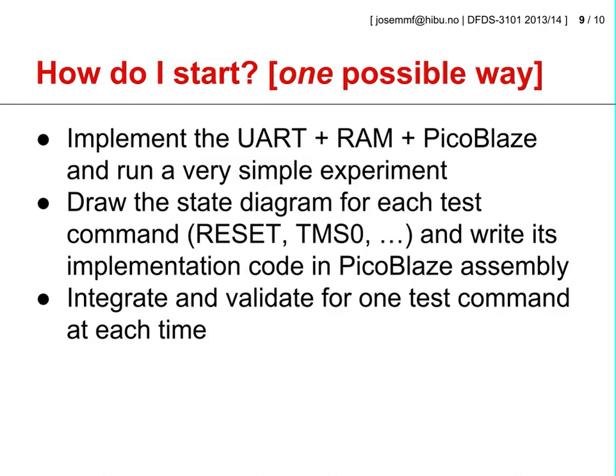Then at the same time, someone else in the group may start by drawing the state diagrams for each of the test commands and to write its implementation code in Picoblaze assembly. Now, if you look at the reset command, for example, what you will have to do is to set TMS at 1 and then generate 5 clock pulses at TCK. So for each of these test commands, you can actually draw a state diagram that specifies the set of elementary operations that have to be carried out in order to execute each command.